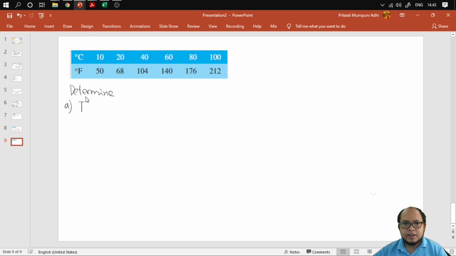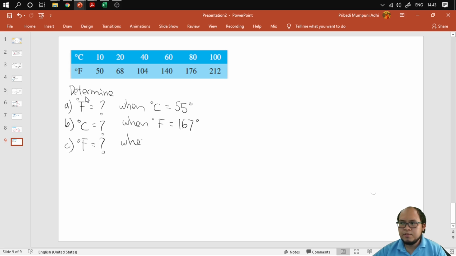A, the Fahrenheit scale when the degree C shows 55 degrees, and B is the degree C value when the Fahrenheit scale shows 167 degrees, and C is the degree Fahrenheit when the degree C equals 0, and D is the degree C when the Fahrenheit scale shows 230 degrees.